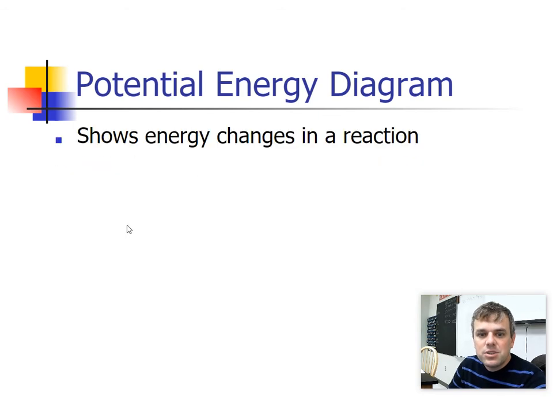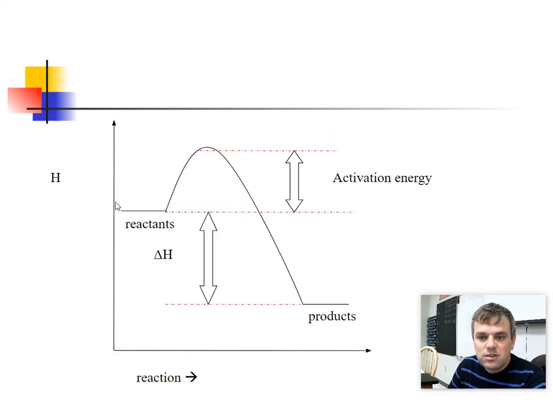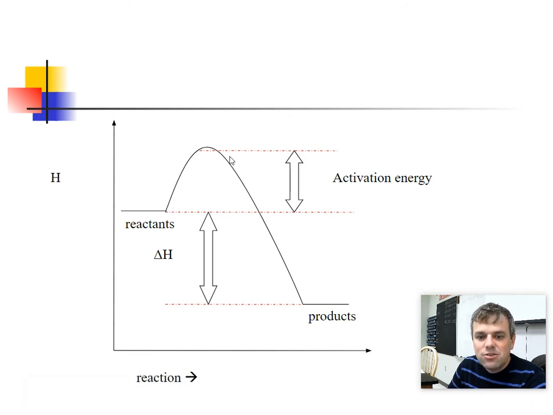And then we're going to look at potential energy diagrams to help us understand this a little better. They show the energy changes in a reaction. They also show what's called the activation energy, which is the energy that's needed to initiate or to start a reaction. So this right here shows the heat energy on the y-axis, and it shows the reaction progress on the x-axis as we go from reactants up to the activation energy and then down to products.